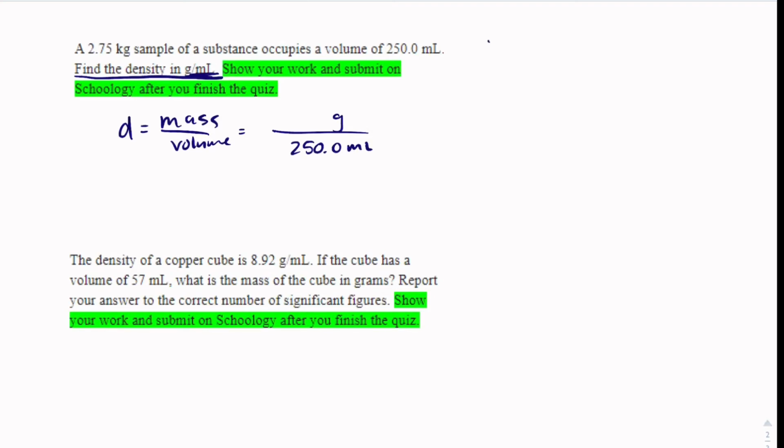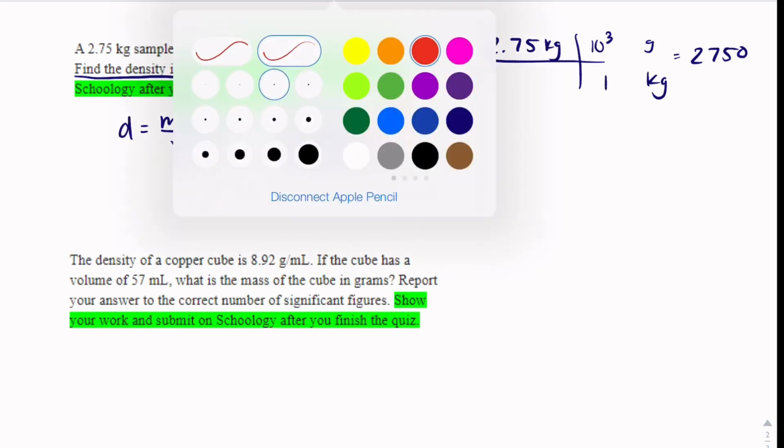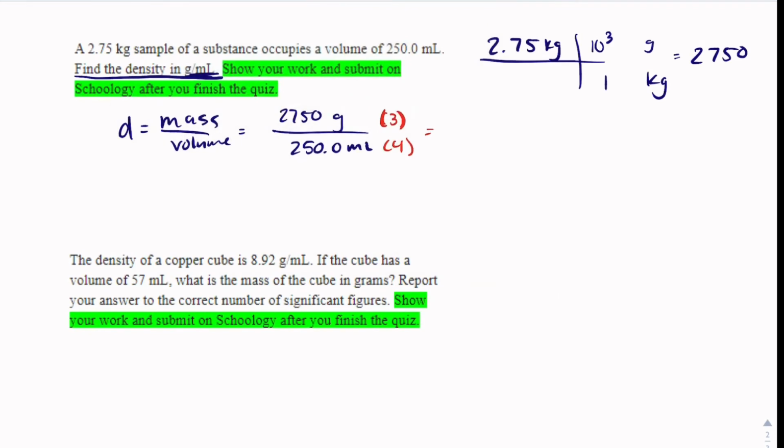So just off to the side, you'll take 2.75 kilograms. We'll just go from kilograms to grams. 1 kilogram is 10 to the third grams, so we're going to get 2,750. Now we plug that in. As far as sig figs, we have 3, then we have 4, so we'll need 3 in our final answer. So 2,750 divided by 250, and you get 11, but it should really be 11.0 grams per milliliter.